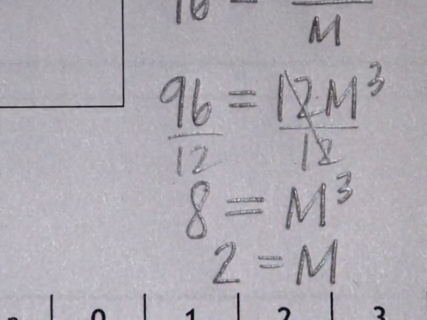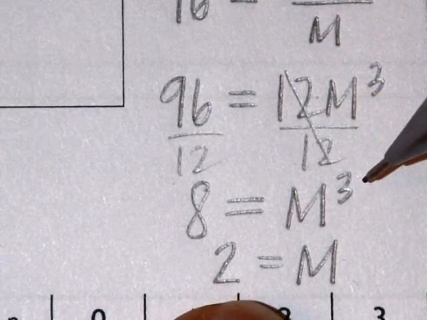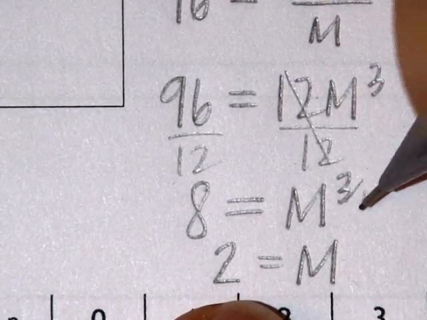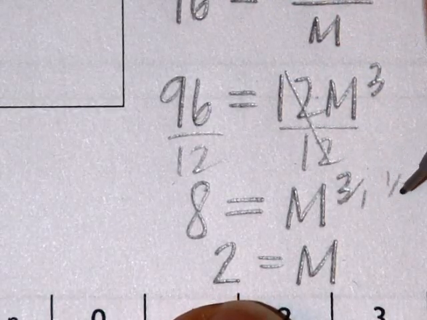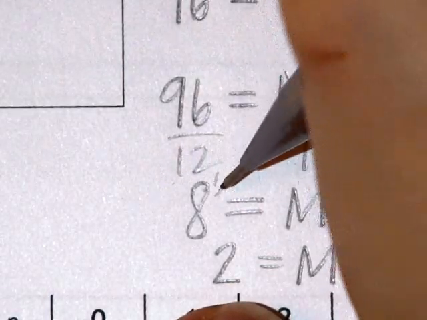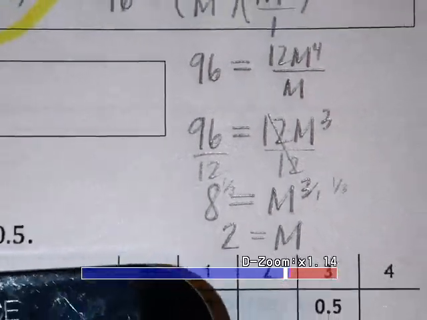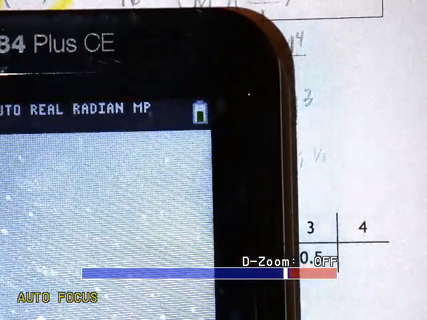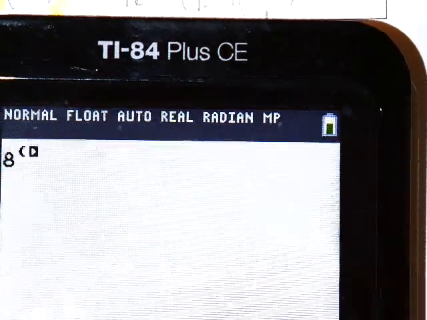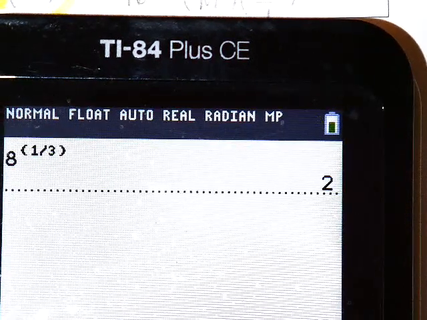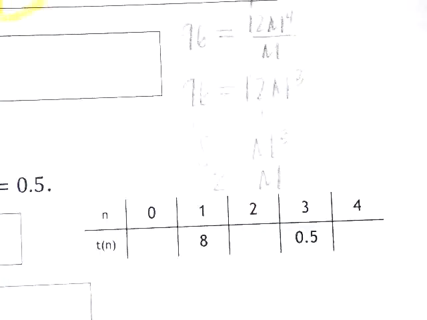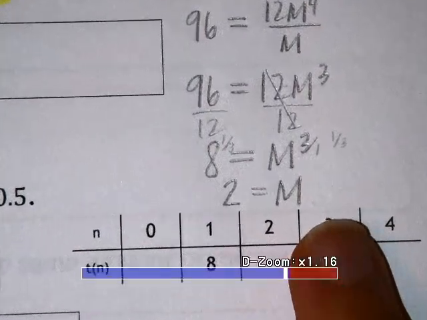If you wanted to, you could also do that power thing where you do the fraction power. This is currently 3 over 1, so you can do it to the power of 1/3. And in a calculator, I'll just show that calculation quickly. You can do 8 to the power of 1/3, and you'd get 2 as an answer either way. So regardless, we know that m is 2.